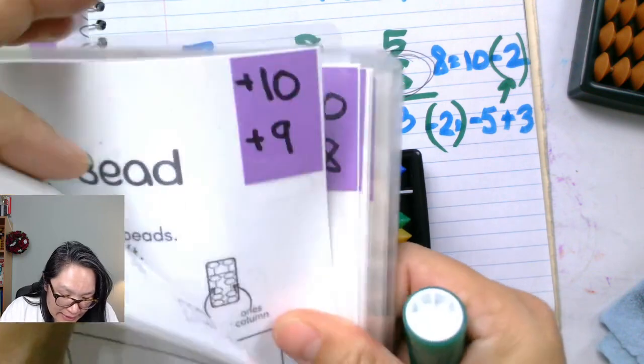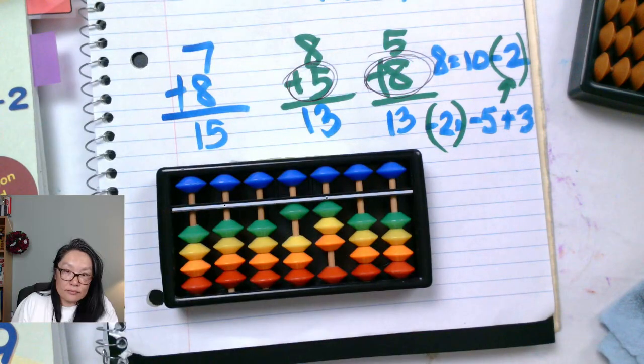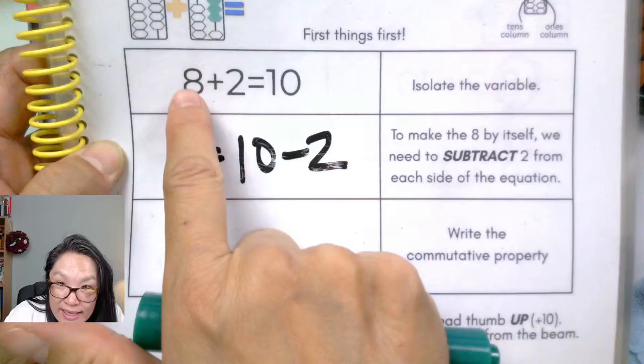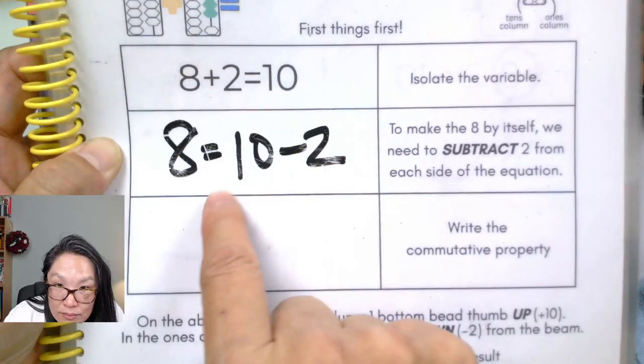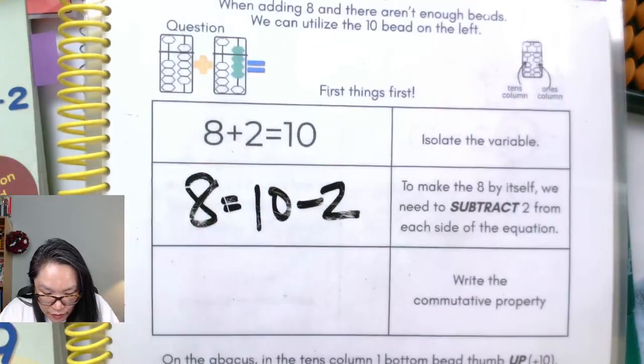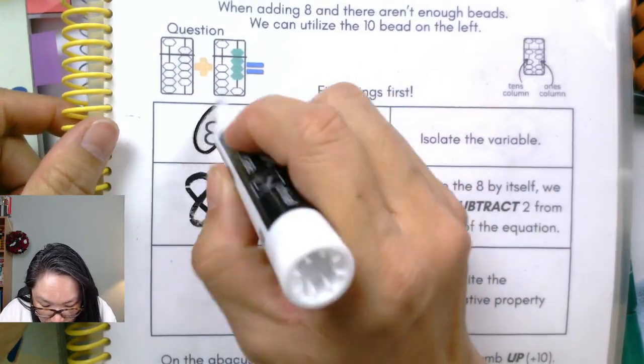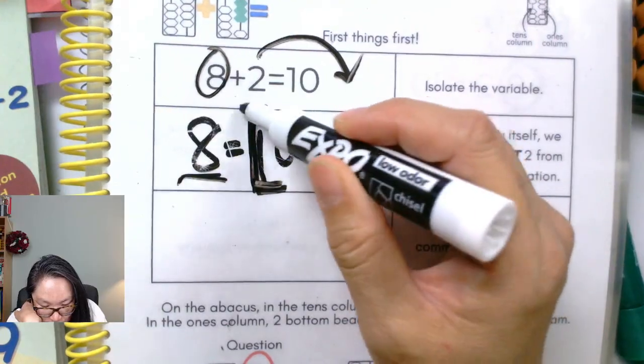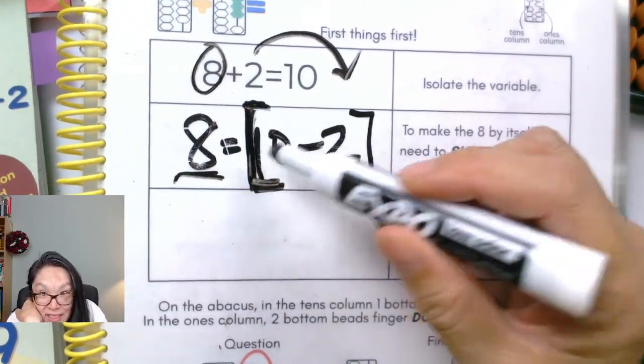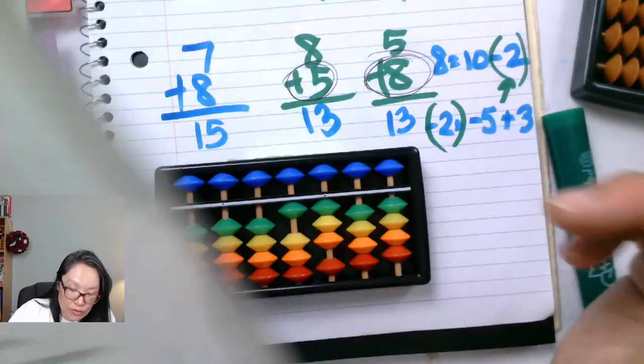When we make an 8, it's plus the 10 minus the 2. What did we just do? We're going to isolate the variable, which is an algebraic. We're going to substitute this information, this 2, into the 8.